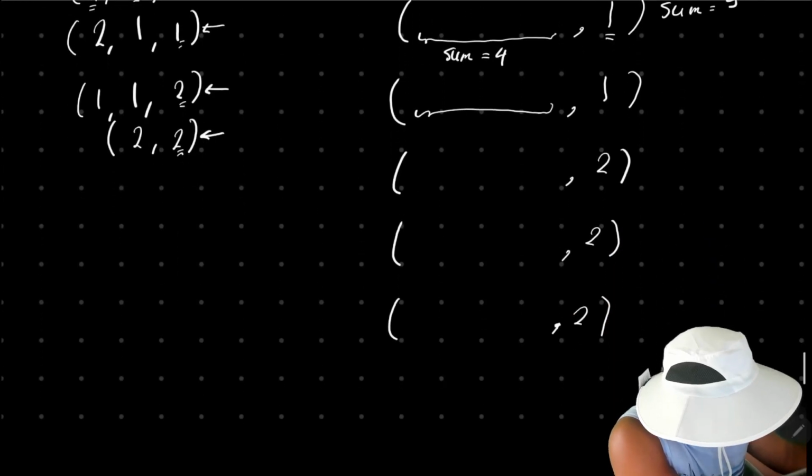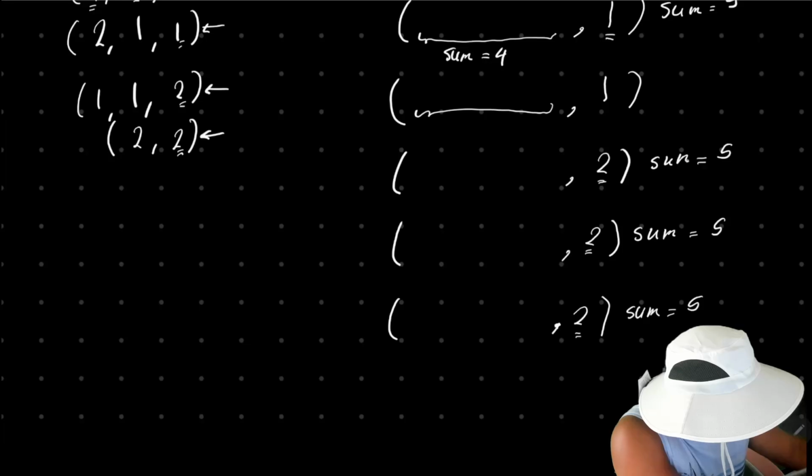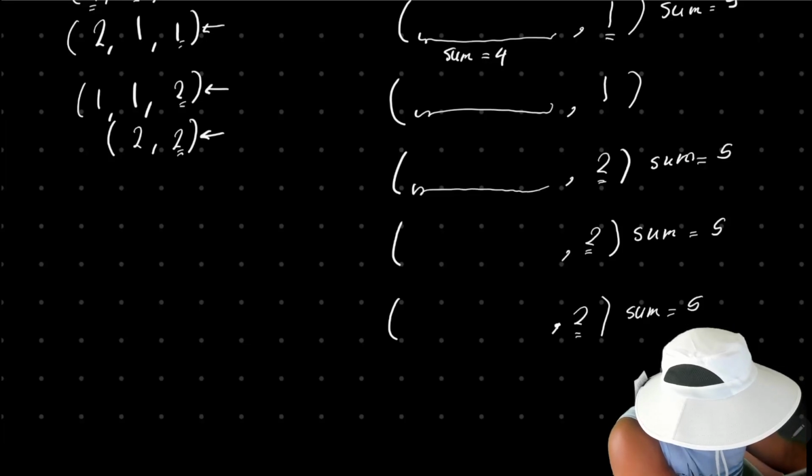And over here, the last number is 2. I know for sure each one of these parentheses has a sum of 5, so the sum has to equal 5. That means whatever sequence I'm gonna write over here has a sum equal to 3. The sum has to equal 3.